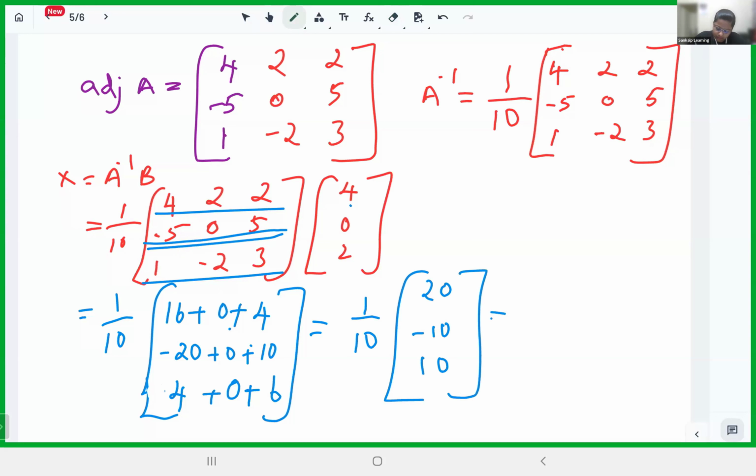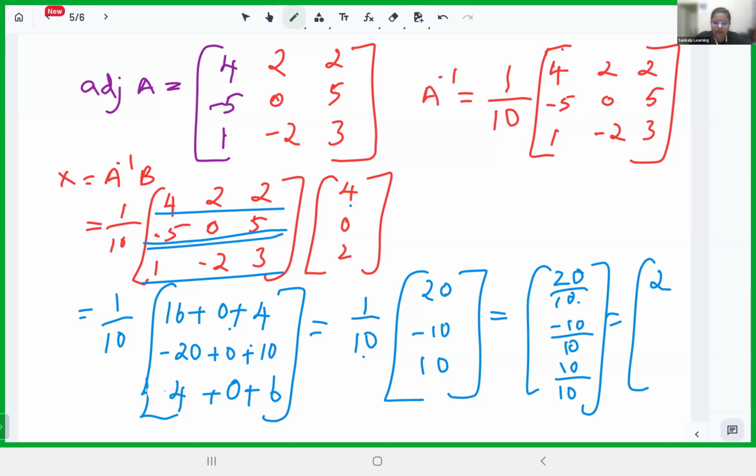So, what are the values here? That is 1 by 10 into 20. That means 20 by 10, right? Each element you have to divide by 10. 20 by 10, minus 10 by 10, 10 by 10. So that is equal to 20 by 10 means 2. Minus 10 by 10 is minus 1. 10 by 10 is 1. So 2, minus 1 and 1. So what are the values of x, y and z? X is equal to 2, y equal to minus 1 and z is equal to 1.